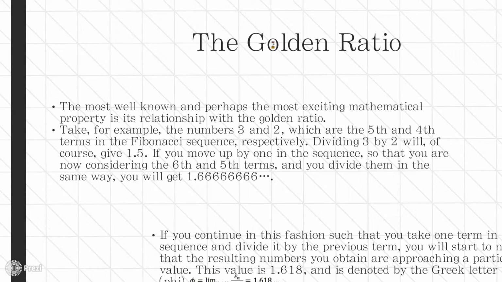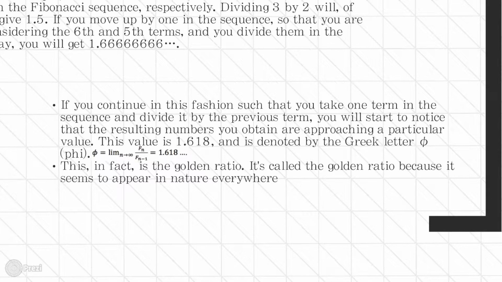If you continue in this fashion, such that you take one term in the sequence and divide it by the previous term, you will start to notice the resulting numbers you obtain are approaching a particular value. This value, to 3 decimal places, is 1.618 and is denoted by the Greek letter phi. This can be represented mathematically by the limit of phi equals Fn on Fn minus 1, as n tends to infinity, is equal to 1.618. This is in fact the golden ratio.